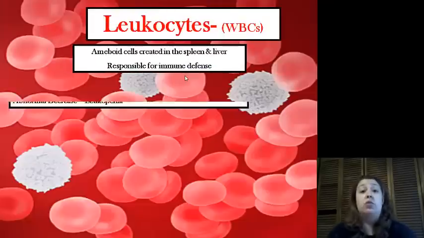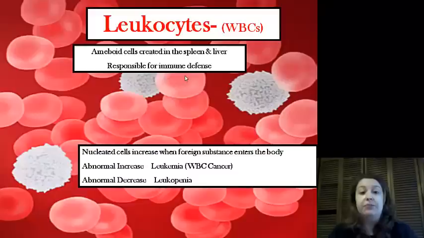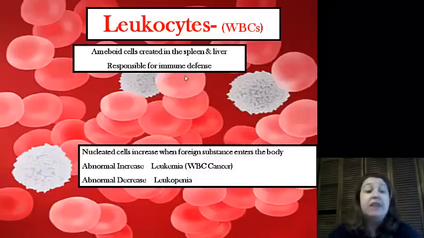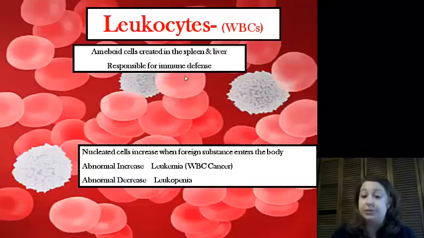Our leukocytes, or white blood cells, are amoeboid cells, which means they don't really have a certain shape, created in the spleen and liver. They are responsible for our immune defense, protecting us from all the different germs and viruses and things around us. These are nucleated and increase when a foreign substance enters our body. An abnormal increase is known as leukemia, or white blood cell cancer. An abnormal decrease in the white blood cells is leukopenia.